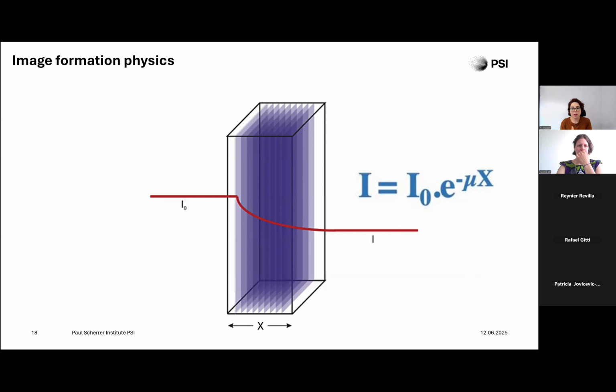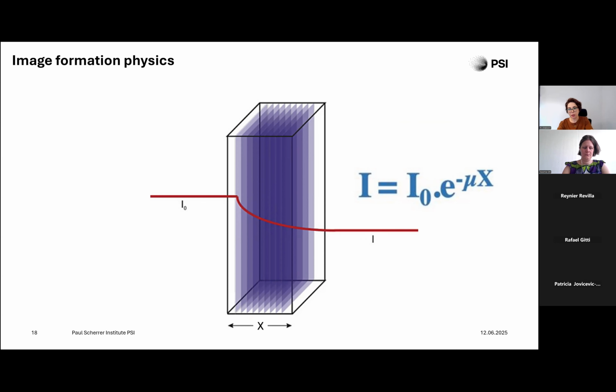or what we see in the captured image, as any beam of initial intensity I0 passes through a material, be it heterogeneous or homogeneous, that doesn't matter. Let's say we have a material with a thickness x, then the transmitted intensity I will follow the Beer-Lambert law, where mu is the linear attenuation coefficient, the cross section that we are looking for.